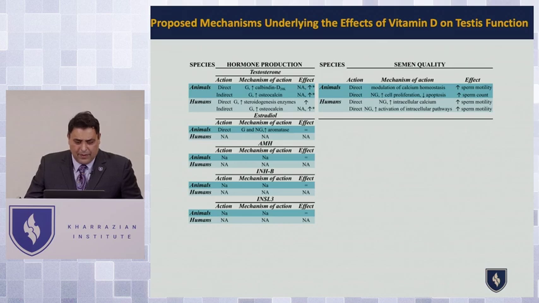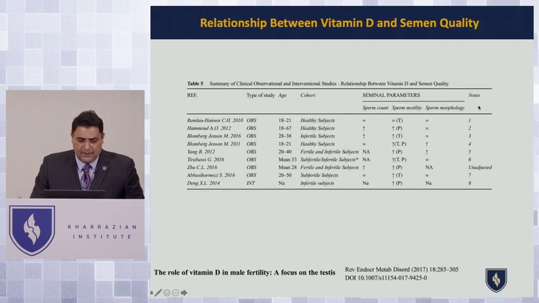Now, in this paper, they also go in there and show in animals and humans what vitamin D has been shown to do to impact testicular function. And for the most part, it's been shown to increase sperm motility and sperm count as the main effect. So vitamin D is really critical, especially when you see low motility issues or low sperm counts.